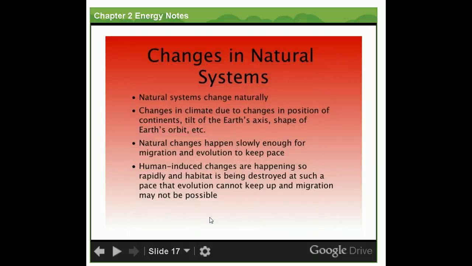So we can have changes in a natural system. Natural systems naturally change, like the seasons change. We have changes in climate because of our Earth tilting and being farther or closer to the sun. Or I mean, the tilt is not changing, but when we're spinning, we're getting more or less of the sun because of our angle. And you can have human-induced changes, and we're seeing that human-induced changes are happening a lot faster than nature can deal with. So we're going to talk about that in this class.